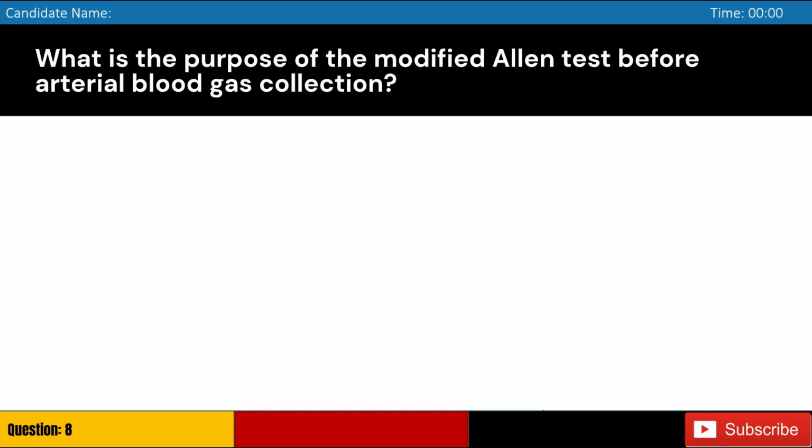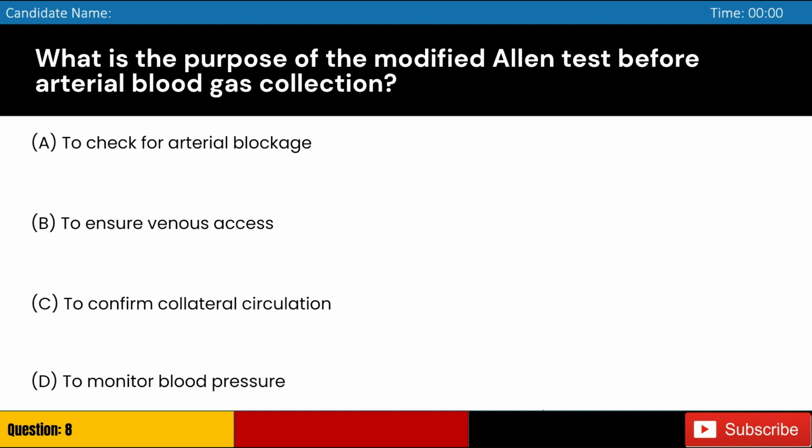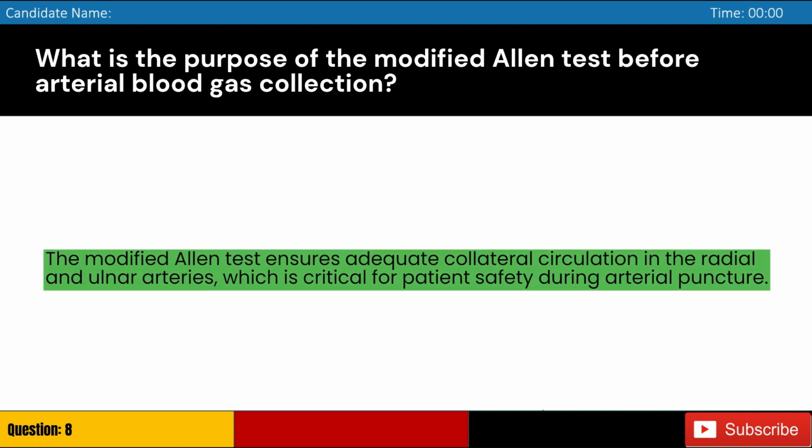What is the purpose of the modified Allen test before arterial blood gas collection? A. To check for arterial blockage. B. To ensure venous access. C. To confirm collateral circulation. D. To monitor blood pressure. Answer: C. The modified Allen test ensures adequate collateral circulation in the radial and ulnar arteries, which is critical for patient safety during arterial puncture.